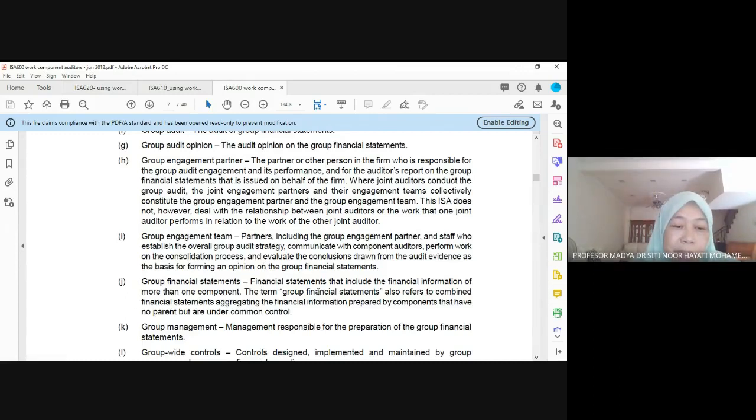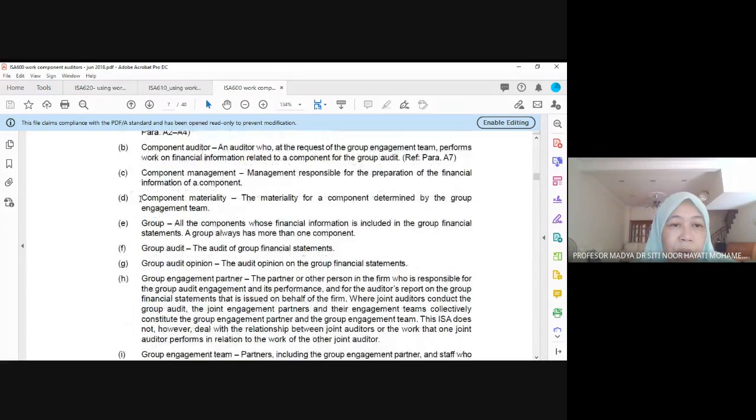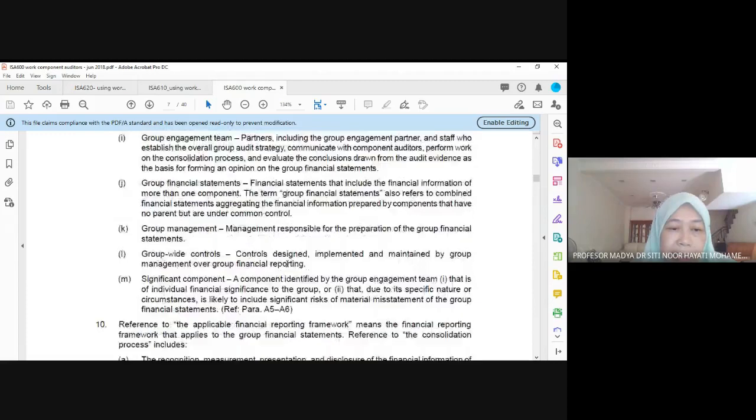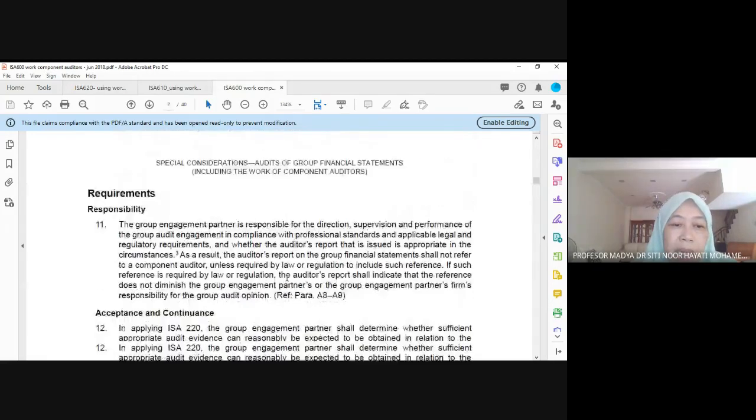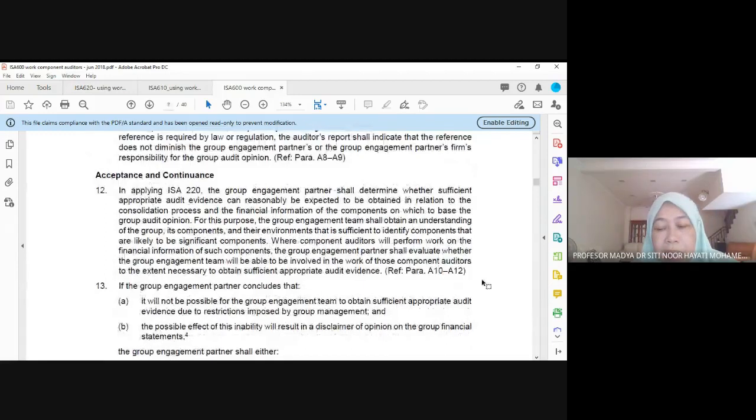So group financial statement, I have mentioned. Group management would be the parent board of directors. Group wide control. Significant component here, which can affect the component materiality. Clear? Now, I'm not going to go through all this, because this is actually very lengthy.